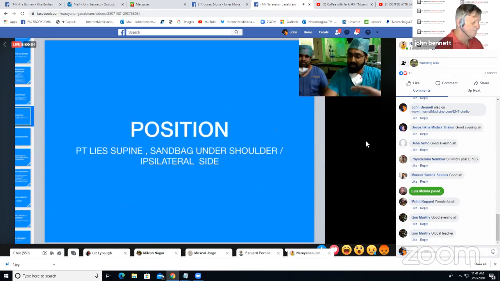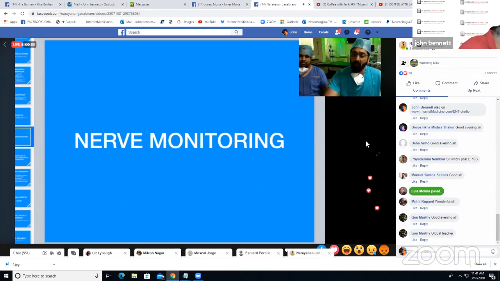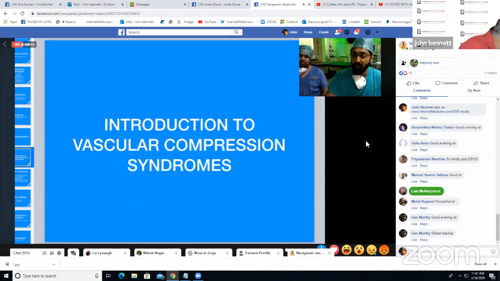Okay, now position, what's the position of the patient? Patient lies supine, sandbag under the shoulders, and turn towards the other side. Nerve monitor, we always use the nerve monitor in all our cases in our hospital. That's very important to use the nerve monitors, because sometimes when you use the endoscope, the heat can cause a problem. So you should be very careful when you deal with this area.